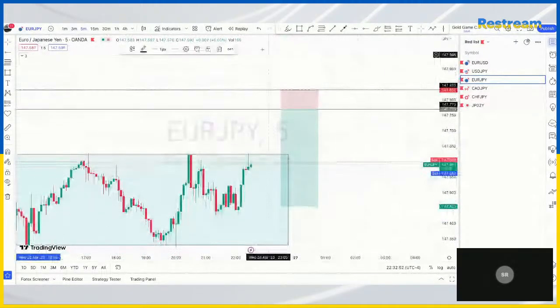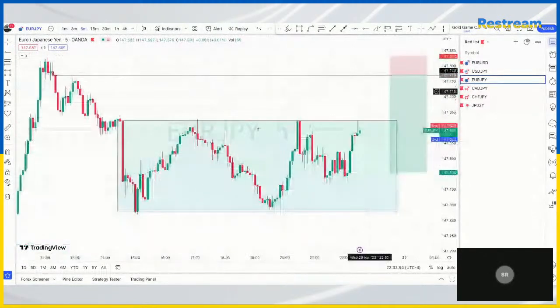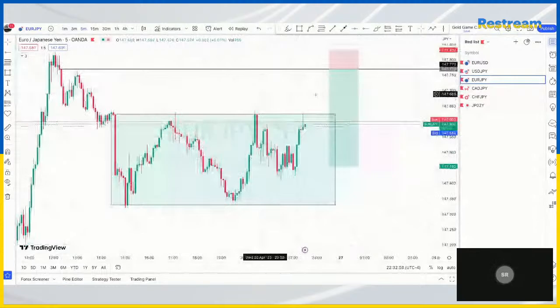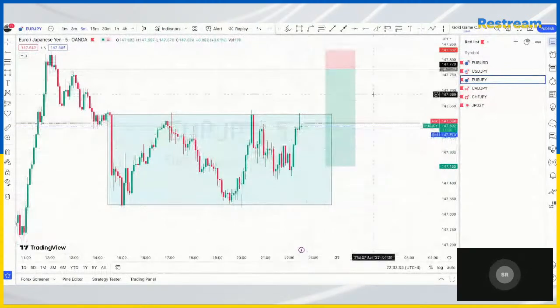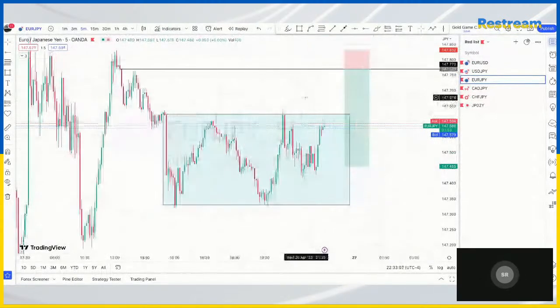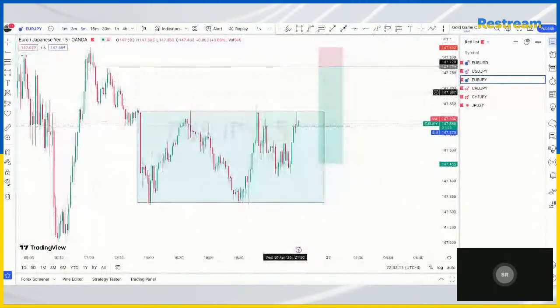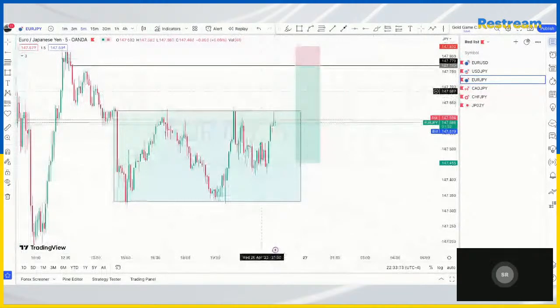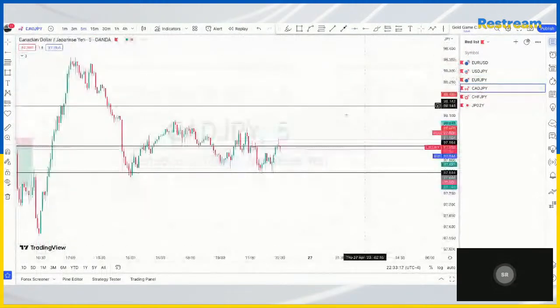Otherwise, this is the only trade that I have right here, which would be kind of cool if they take the highs first, mitigate this candle, take the lows, come back, and then get me in again on a signature pattern. So that's that. That's for this pair, Euro JPY.